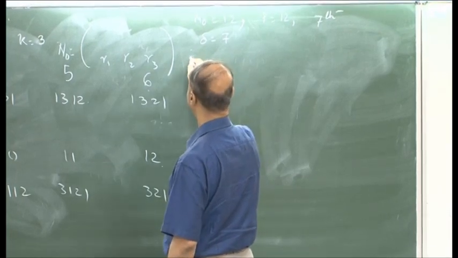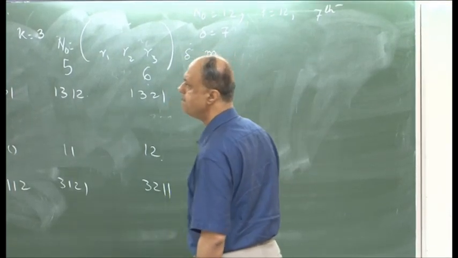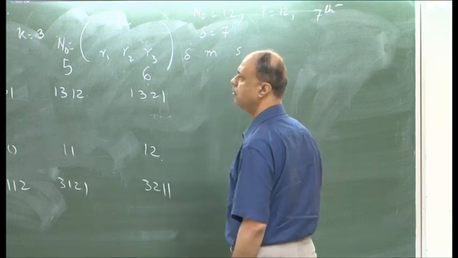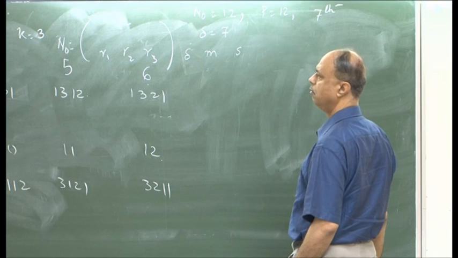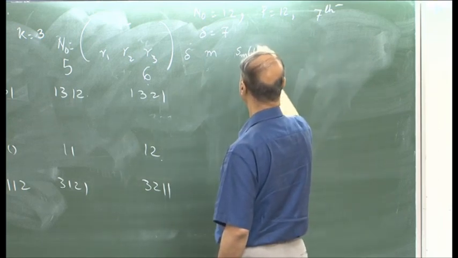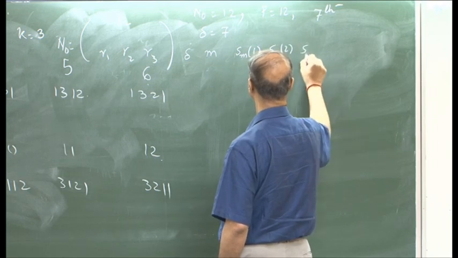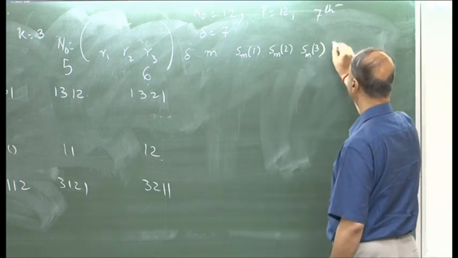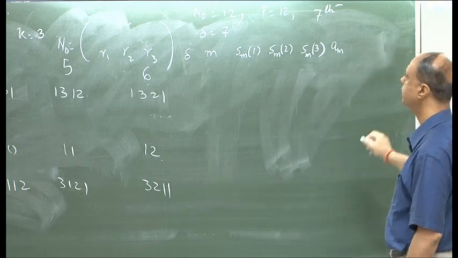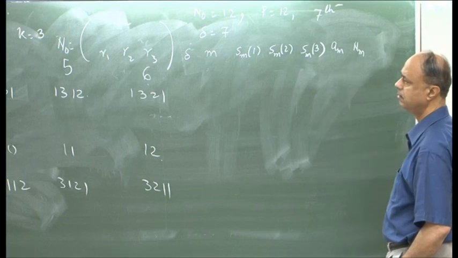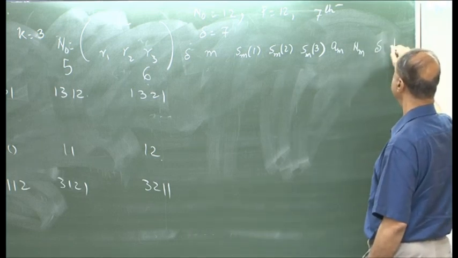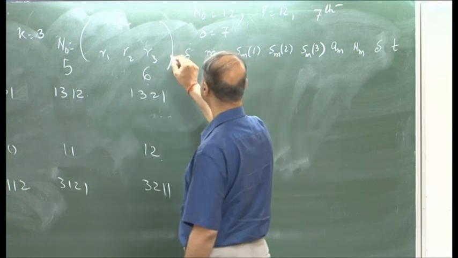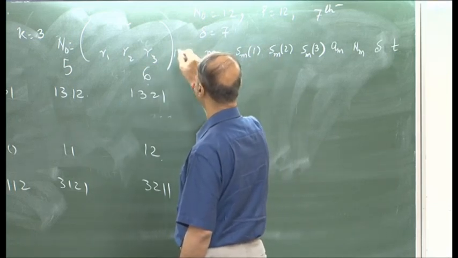Now, you have delta, you have M, you need to generate S, SM1, SM2, SM3, because there are 3 kinds, you need to generate that. Then you need to generate your AM, then your NM, and then delta value, and then T value. Your NM is here somewhere, right? In here.